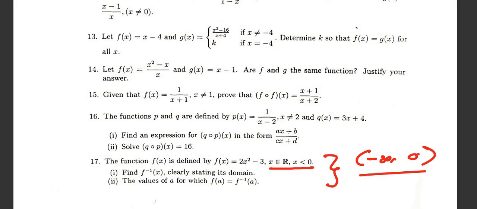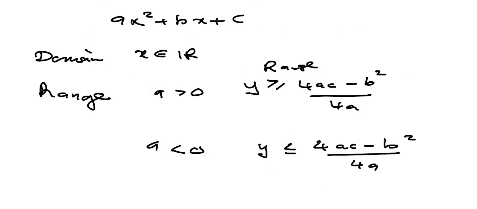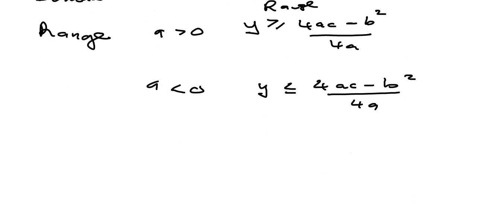Once you restrict a quadratic function, it becomes a one-to-one expression. Initially, these quadratic equations are not one-to-one because for every input you get 2 outcomes.